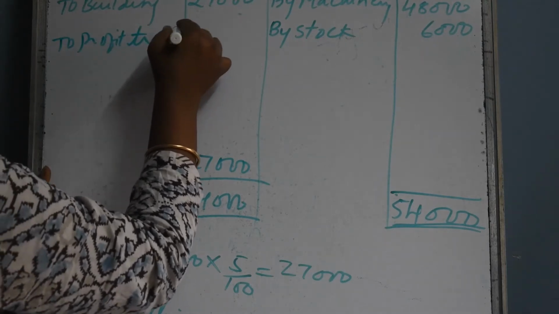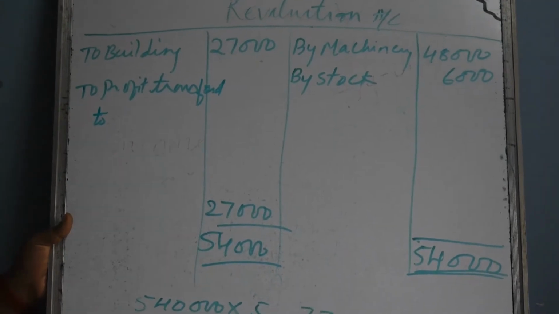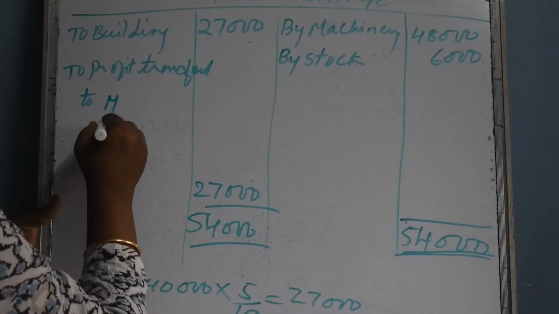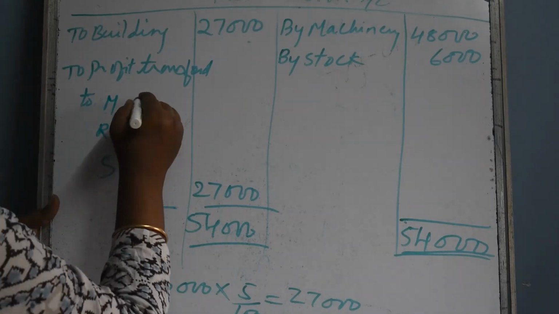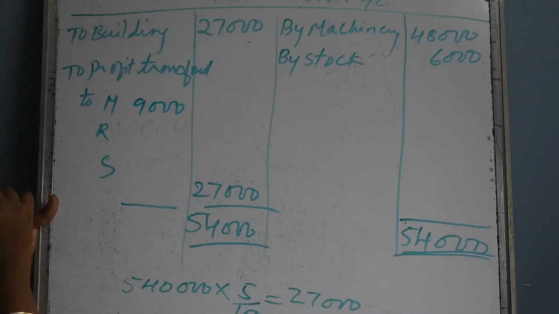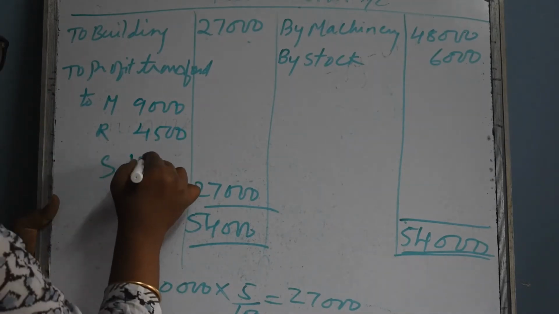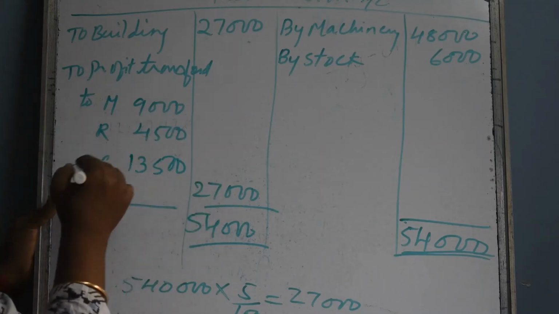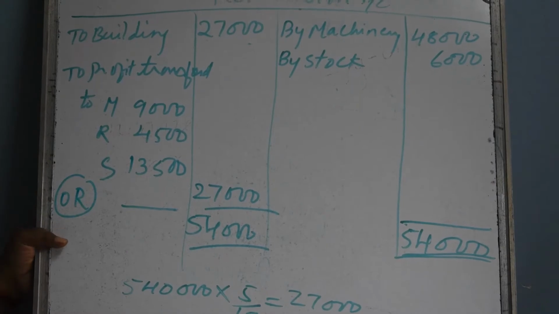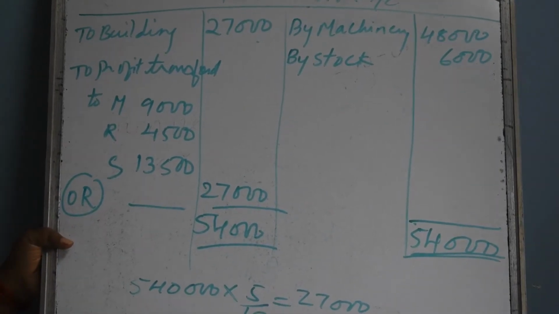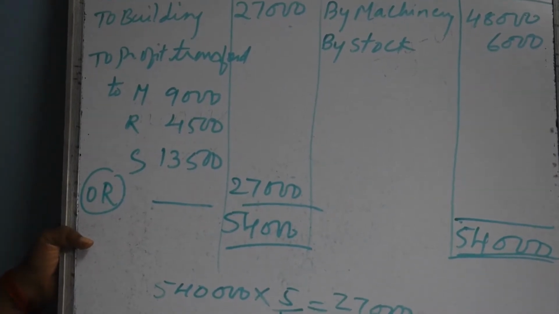Profit transferred to the partners' names M, R and S in their old ratio. So it comes to 9,000, 4,500 and 13,500. This amount you have to distribute in the old ratio. All three partners were working, so to the three partners in the old ratio we gave them the profit share. Okay, so with this we complete the revaluation account.